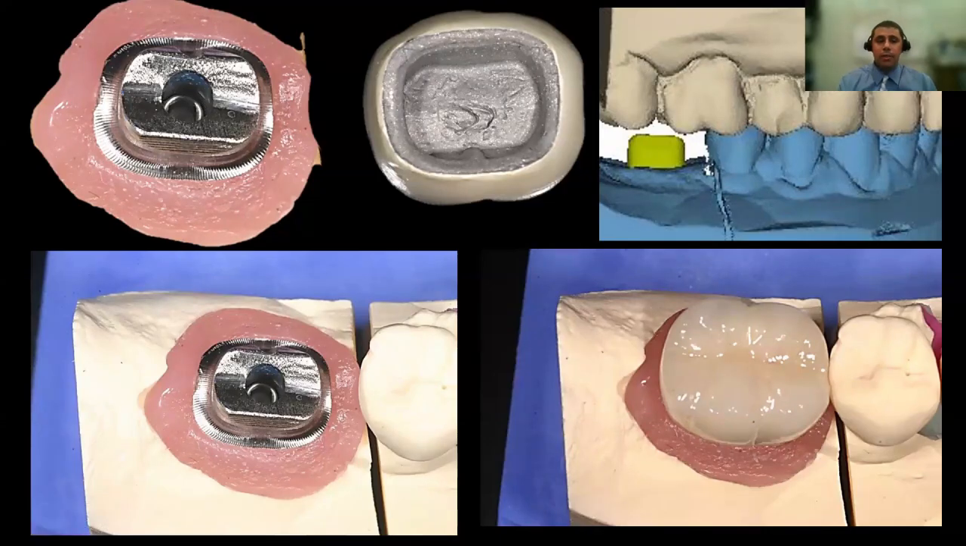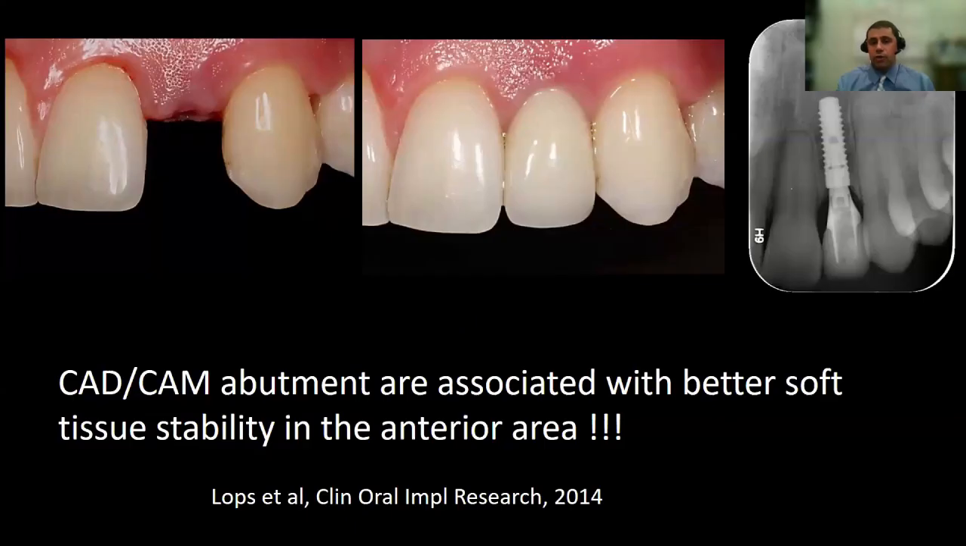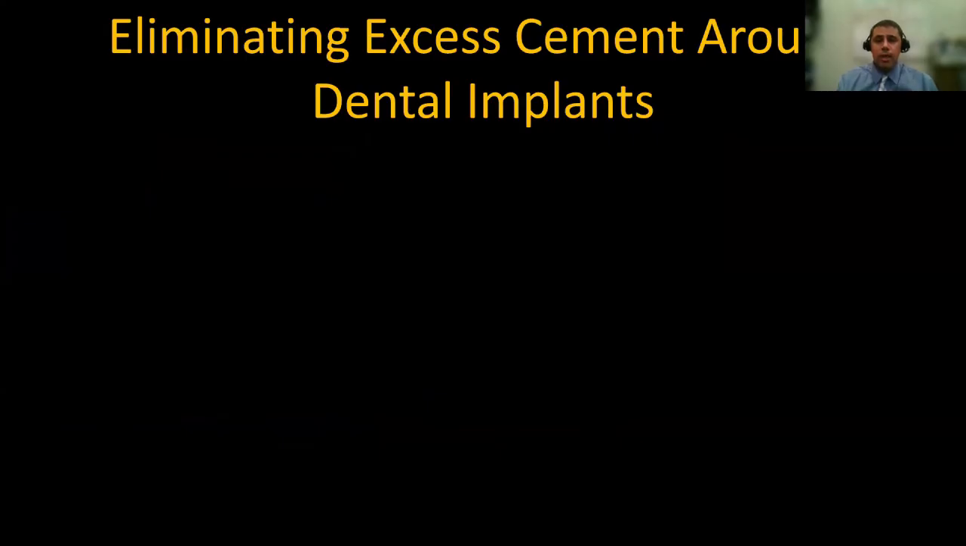And if it's done properly with support of the soft tissue, very accurate placement of the margin, and respecting all the features you need from a biomechanical standpoint, you can achieve very good outcomes for the patient. These abutments are associated with better soft tissue health and stability, particularly in the aesthetic region. This is very well documented with multiple studies in the literature.